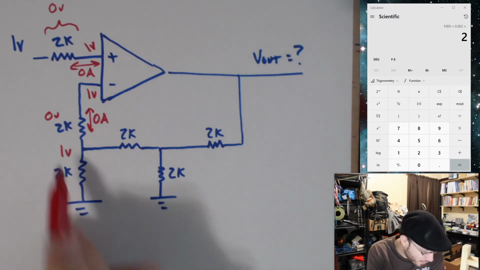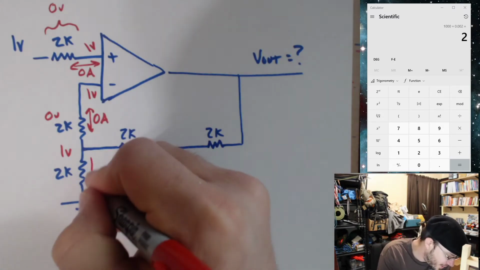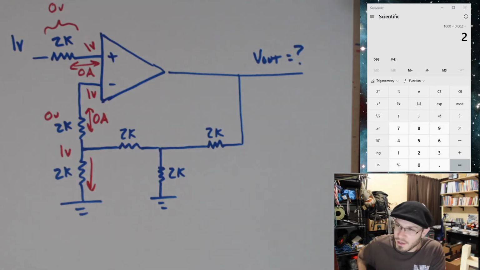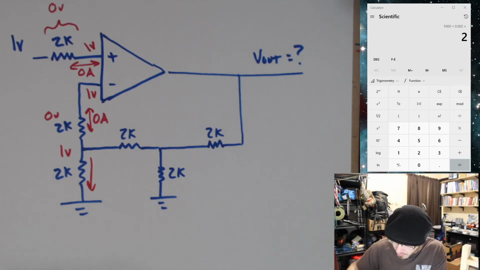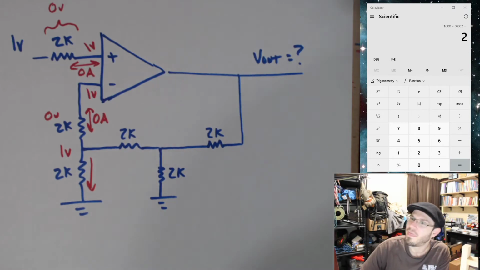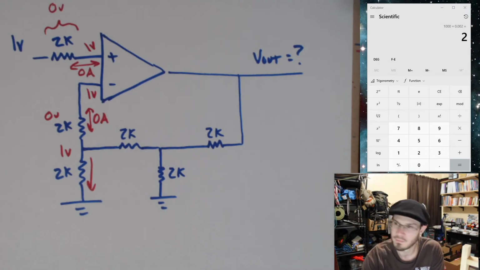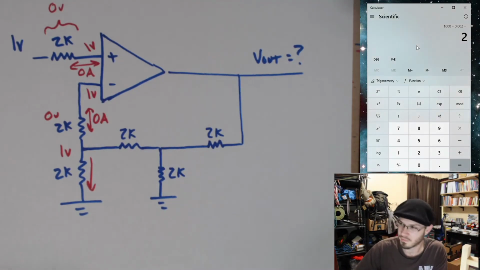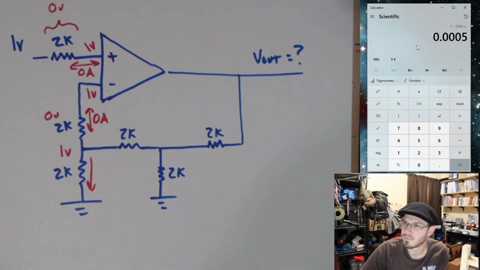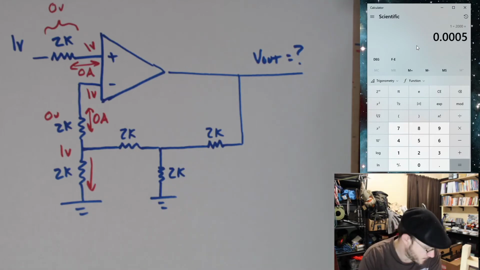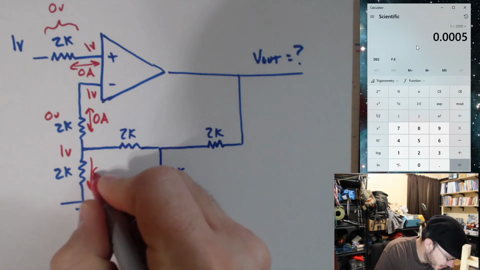Okay, so I have 1 volt here, 0 volts over here. My current is going down. What's the value of said current? Well, just apply Ohm's law. 1 volt divided by 2,000 is 0.5 milliamps.